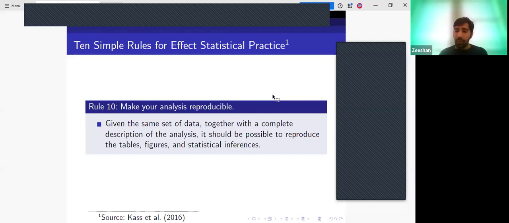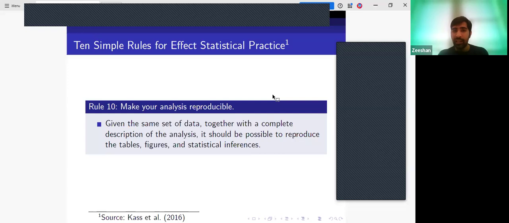So what happens when you are going to conduct a specific analysis and publish that specific report, maybe in a journal or in any press article? Sometimes the journals ask you to include your codes, to include all the workings which are relevant to your work. These kinds of things are usually done to make research more transparent. This is called reproducibility. Given the same data set together with a complete description of the analysis, it should be possible to reproduce the tables, figures, and statistical inferences.